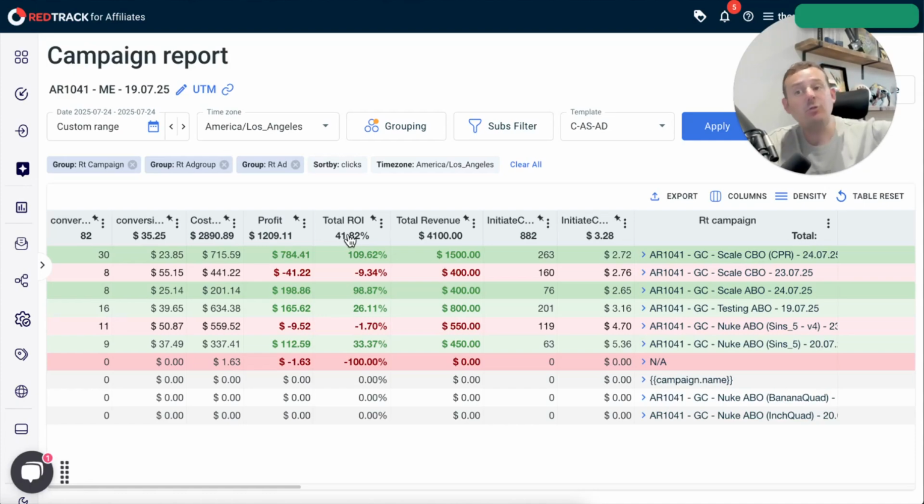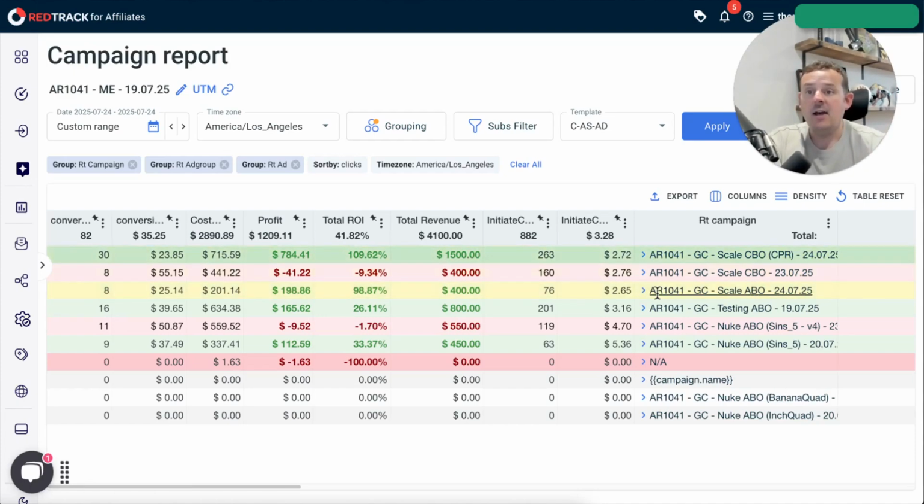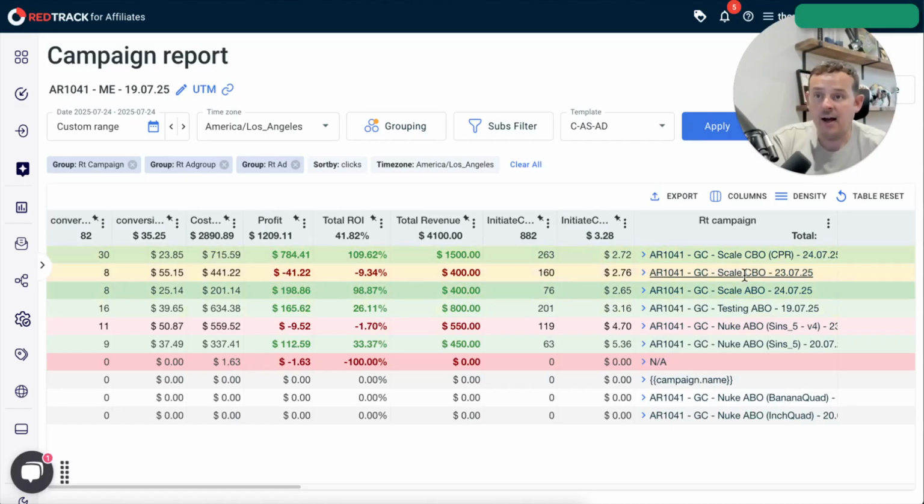Again, we have multiple tests going on, and we also have multiple scaling campaigns that you can see, right? We have our Scale CBO CPR. We have our Scale CBO here, which took a small loss. We have our Scale ABO down here. Again, these are all different ways that we're scaling. We have our testing ABO, which has our tests going on. We have our nukes, which were hit and miss. But in total, we made over $1,000 profit, $1,200 profit, which is great.